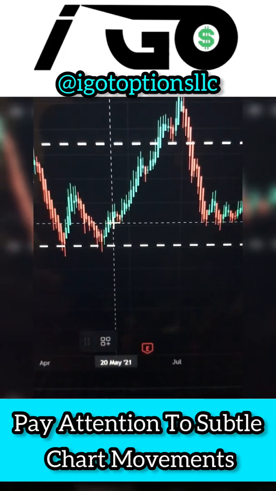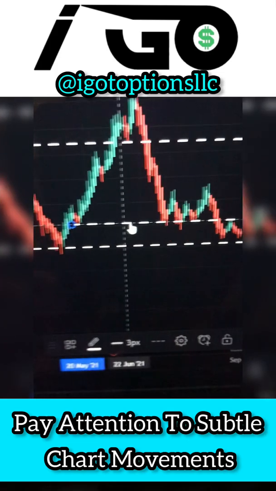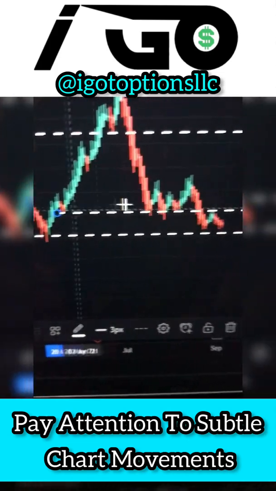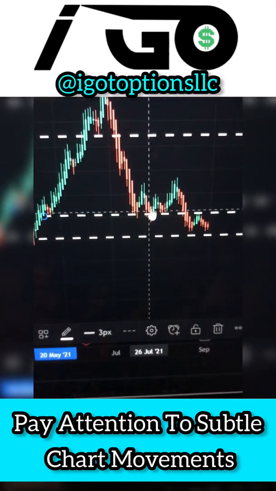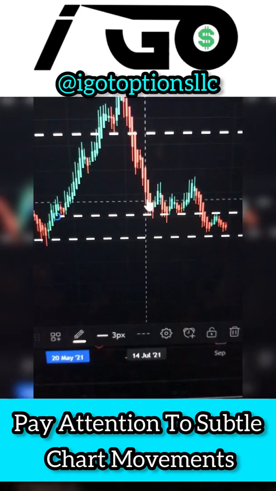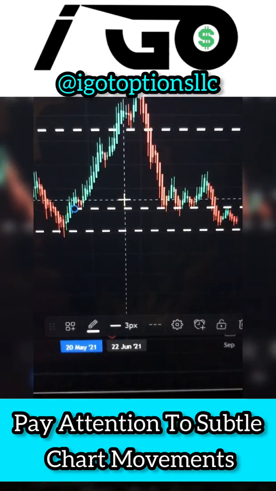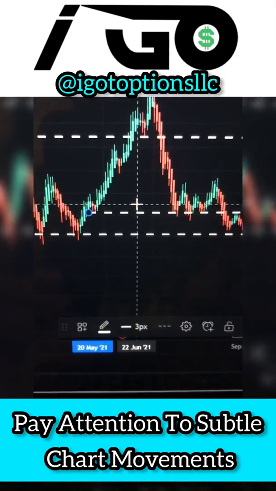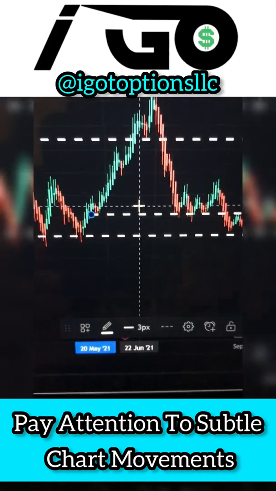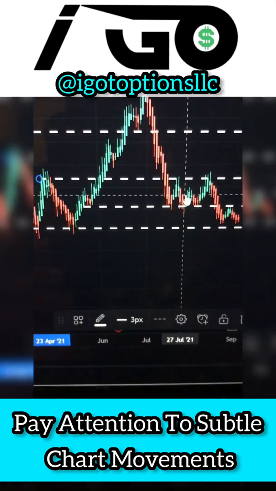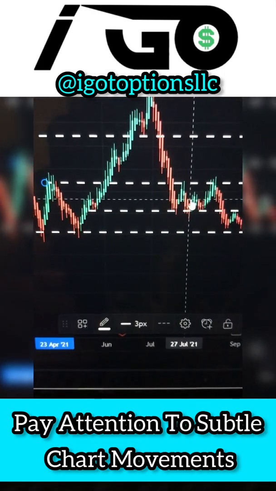So if I draw a line right here where the stock bounced at, and we look to the right, this stock completely respected that subtle movement, right? Super subtle. Yet it became more clear in the future. So if somebody didn't pick up on that subtle movement, they may be thinking to themselves, why is this stock trading sideways now? It's too early. No, it's not. It's bouncing off of this subtle movement that it made in the past. So this is why it's important to pay attention to subtle movements on your charts.